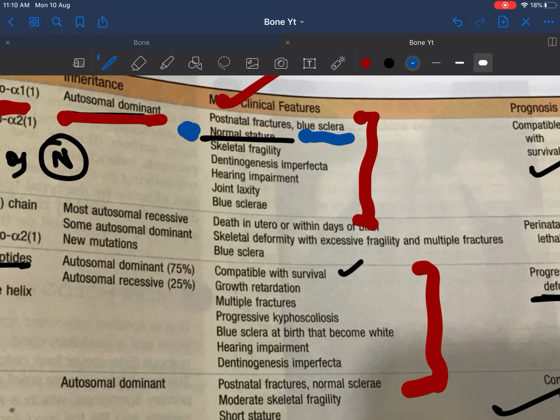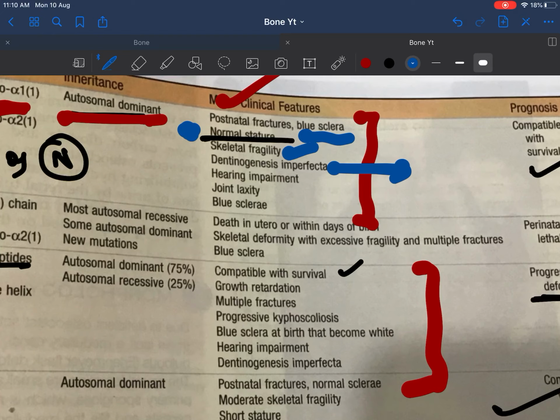Sorry. There will be skeletal fragility, and there will be dentinogenesis imperfecta. What does this mean? The dentine also contains collagen type 1, so the dentine of the teeth will not be formed properly. It will lead to bluish-yellowish discoloration of the teeth. This is known as dentinogenesis imperfecta.